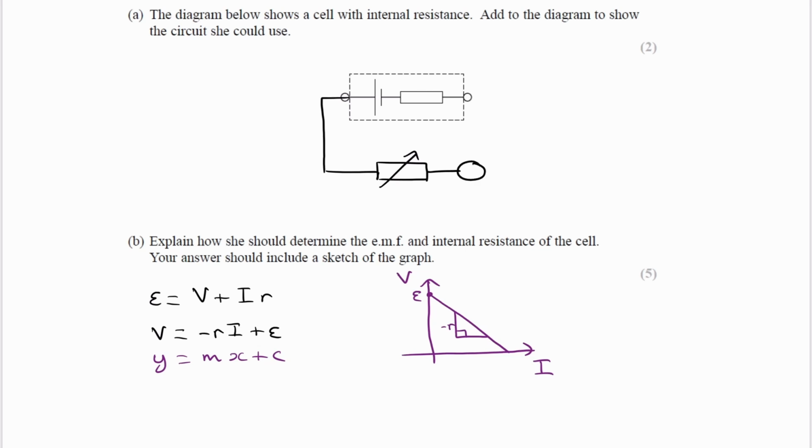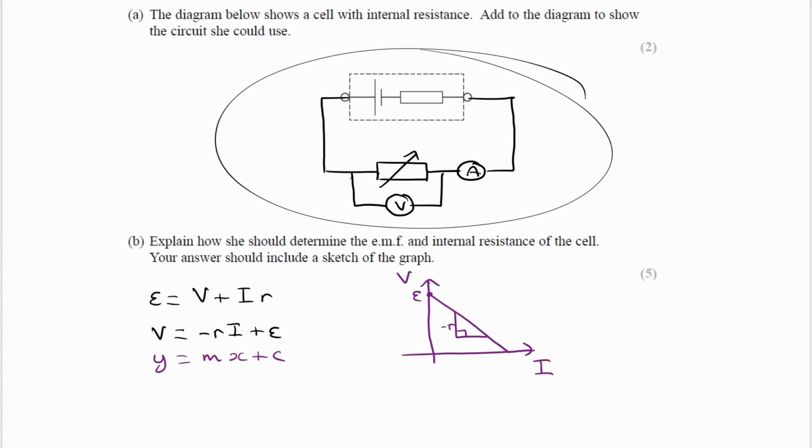We need our ammeter to measure the current, and then we also need a voltmeter in parallel with either the cell or the external load. It's the same thing, has the same effect. So this would be our answer to part A.